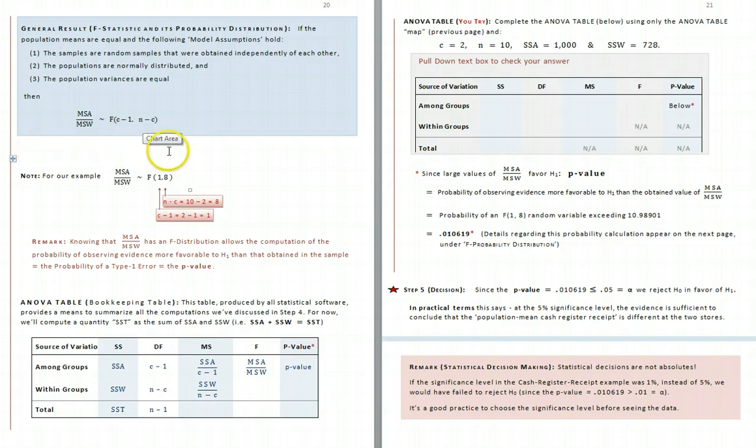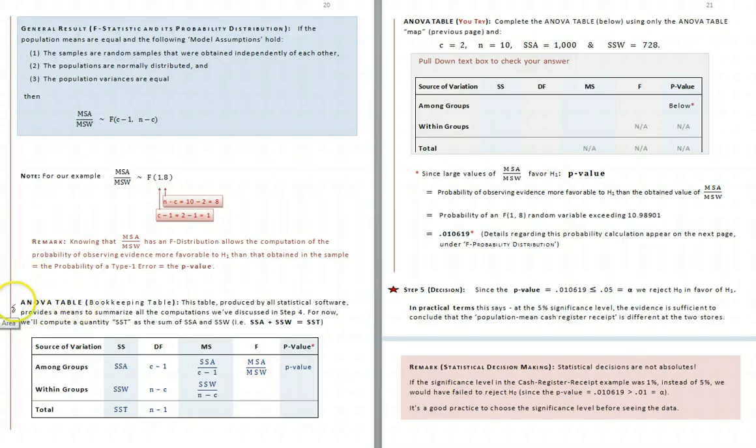Generally speaking, results such as this one require proofs. In statistics for managers, we won't prove anything. We'll simply state such results. It will be your responsibility to have an understanding of what those results say. In our particular example of the two stores, C minus 1 is 2 minus 1 or 1, and the total number of cash register receipts in the two samples is 10. 10 minus 2 is 8. This is indicated here. We'll talk more about an F distribution in several pages.